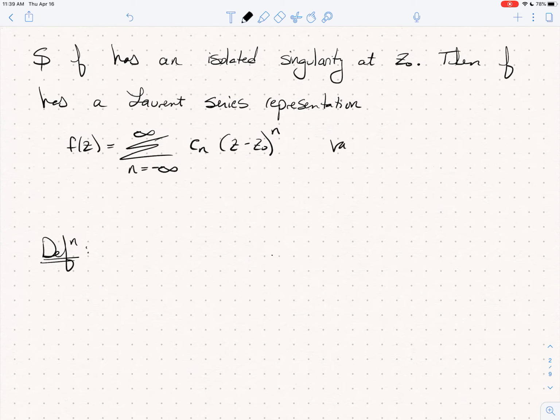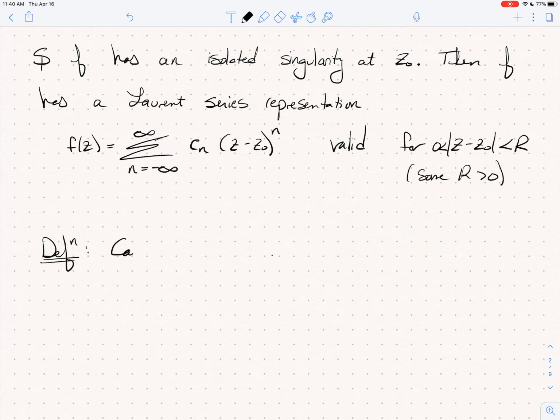All right, and so this representation is valid for, well, absolute value of z minus z naught. It's got to be bigger than 0 because we're deleting z naught, and then less than some radius r. Let's just say for some real number r bigger than 0. Okay, so far so good. So when you have an isolated singularity, you know you have a Laurent series representation on some little bubble, some deleted neighborhood around this point z naught.